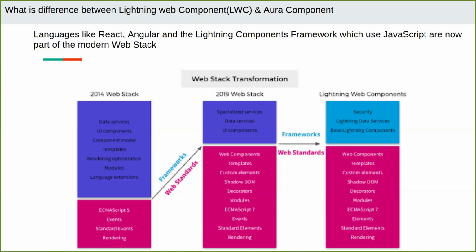So languages like React, Angular, and the Lightning component framework, which uses JavaScript, are now part of the modern web stack. As you know, in 2016, 17, 18, 19, Angular and React are very highly used in web development. So friends, this is how we create the components, and it's a fast way to create a component and generate a UI, and we can customize the UI in a better way using Lightning Web Component.